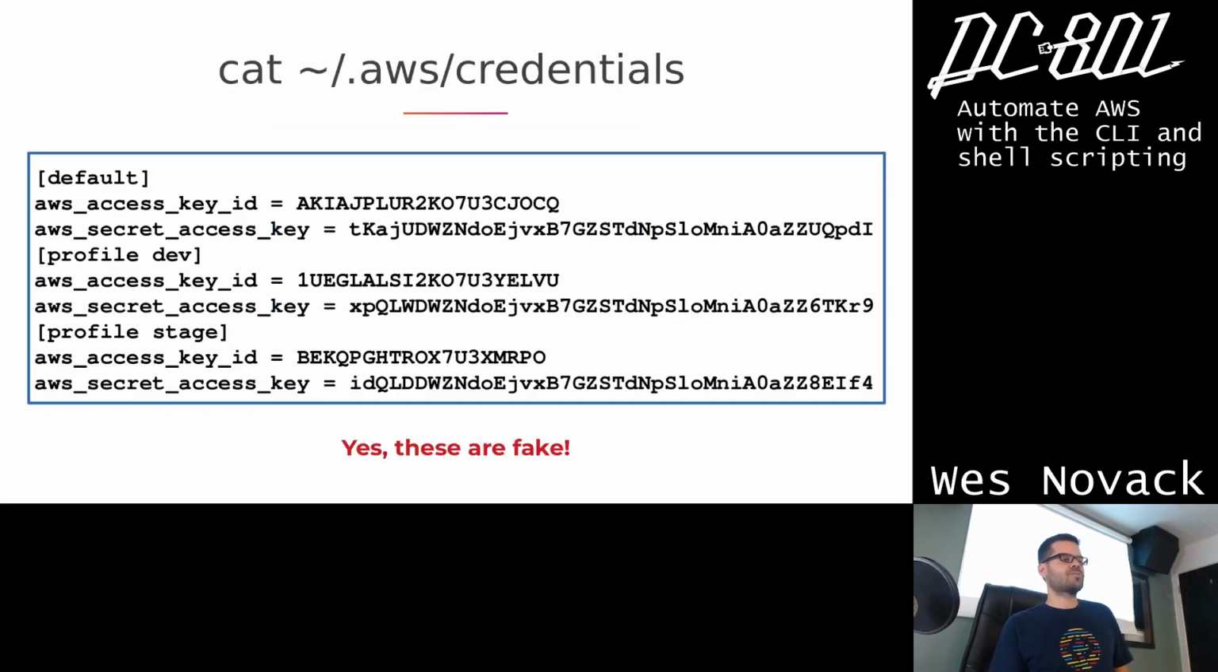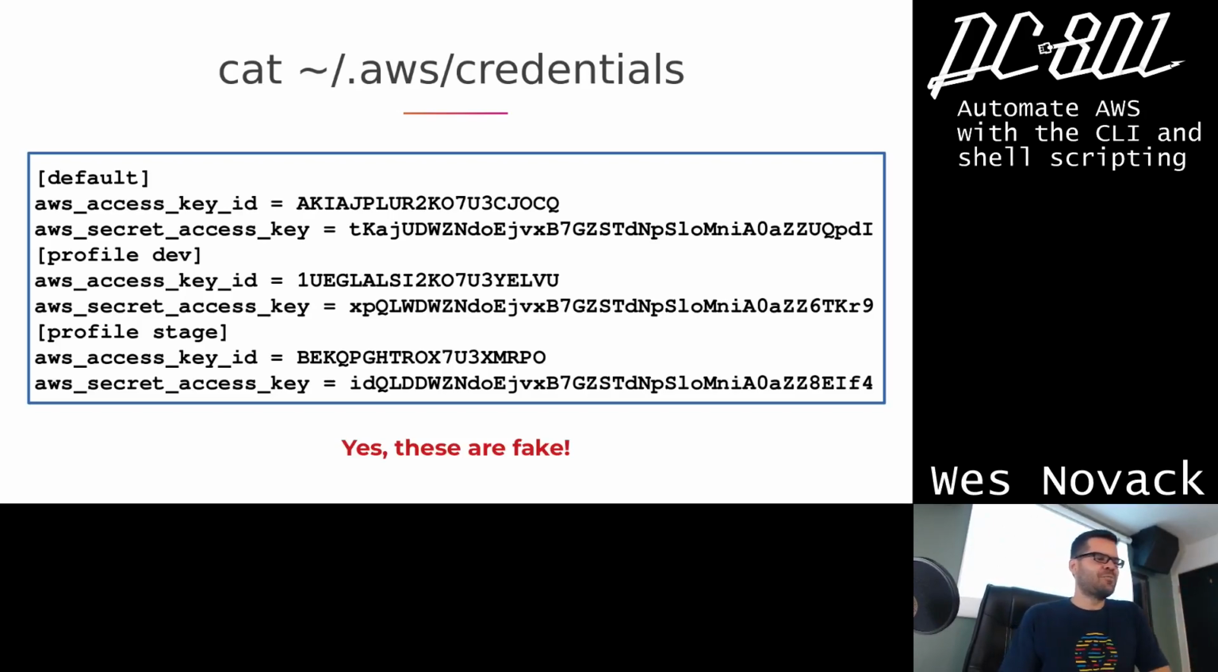This is what the credentials file looks like. Again, it shows your profiles in square brackets, and underneath that it includes a key and value for aws_access_key_id and aws_secret_access_key. Yes, these are fake, as I included as a comment on the bottom, so don't try to use my fake credentials here.